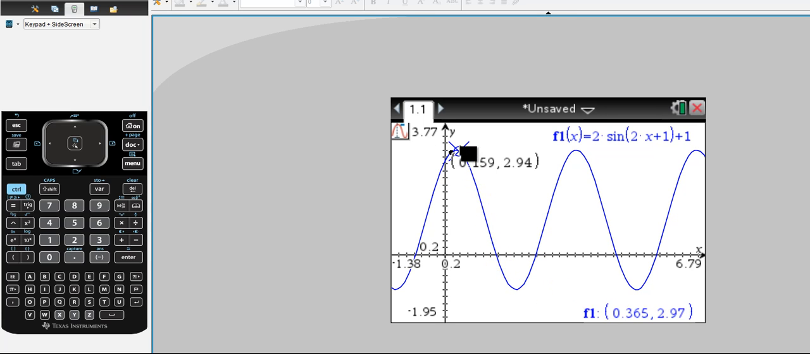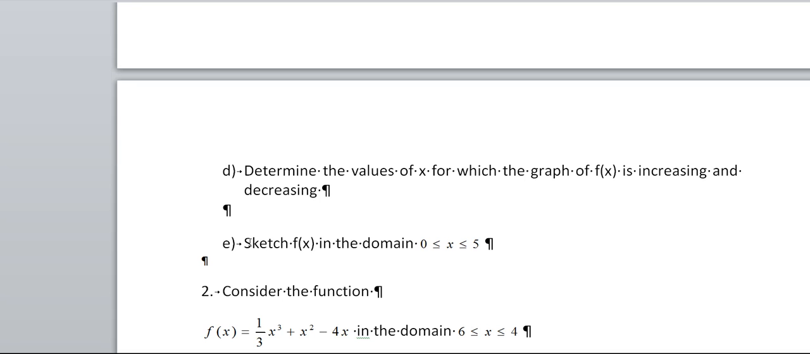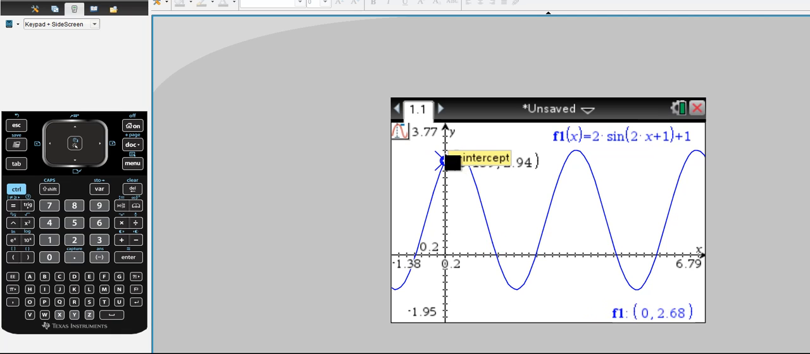Here we have from this point to this point, decreasing. From this x value to this x value, we're increasing. From this x value to this x value, the minimum, we are decreasing. Okay, sketch f of x in the domain 0 to 5. So then we are just going to go from here to here.